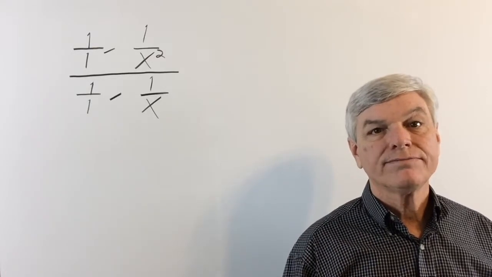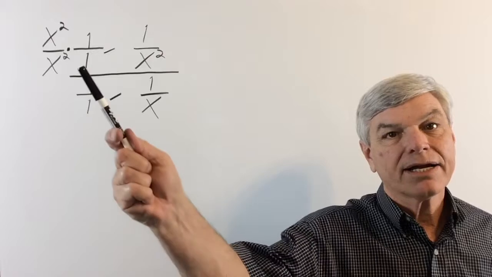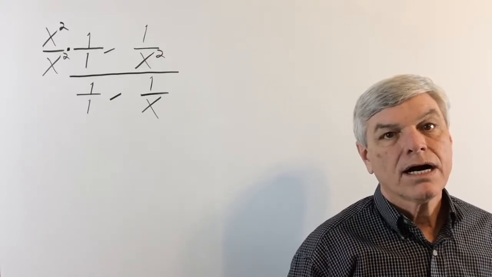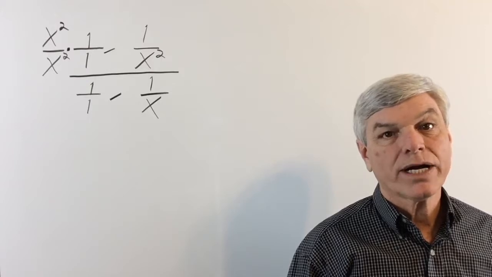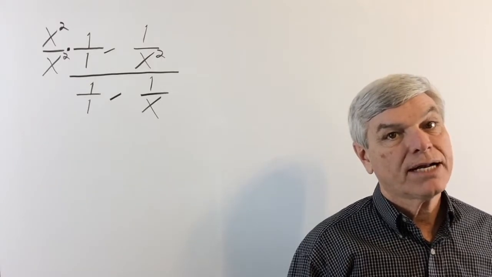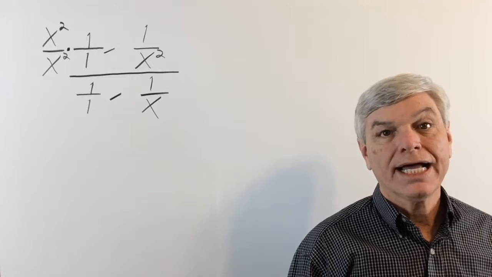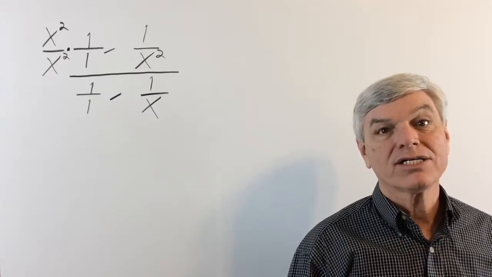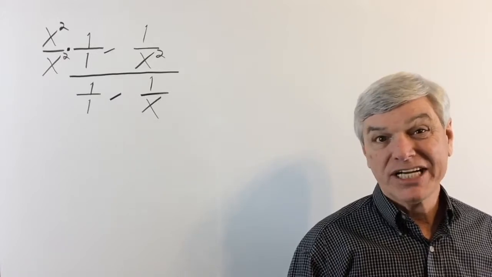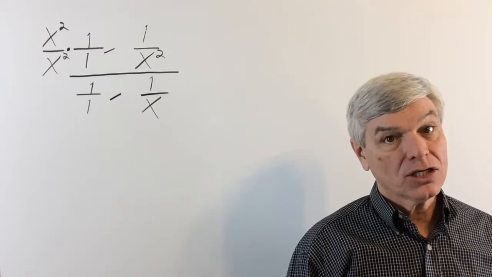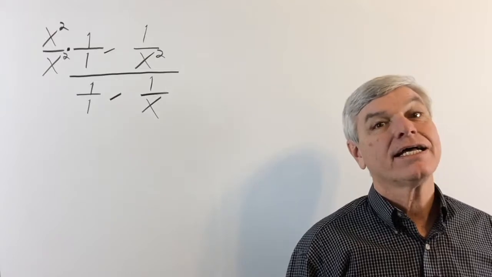X squared. So to get a denominator here of x squared, I'm going to have to multiply that 1 times x squared. Whatever I do to the bottom, I have to do to the top. Why? Because x squared over x squared is 1. I've multiplied 1 times 1. I haven't changed a thing. It looks different, but it's not.